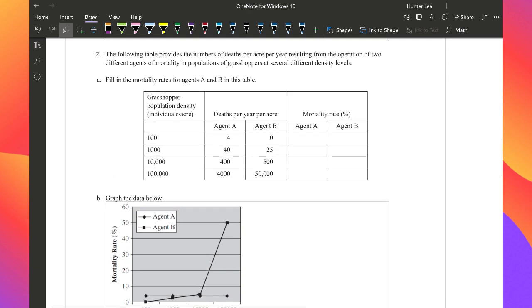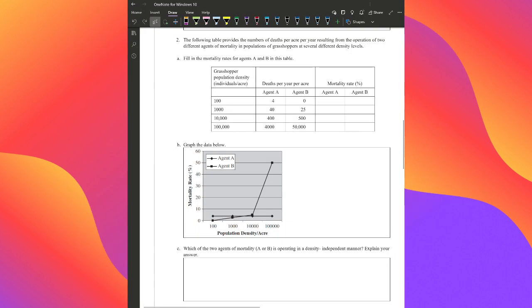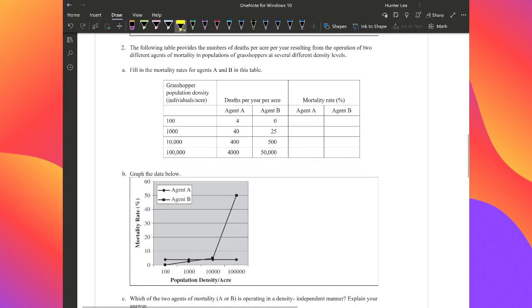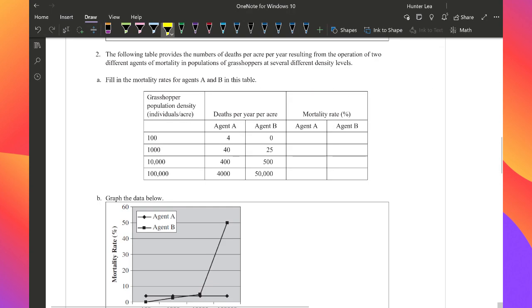The following table provides the numbers of deaths per acre per year, resulting from the operation of 2 different agents of mortality in populations of grasshoppers at several different density levels. I love these kinds of problems because it's a little bit like a word salad puzzle. Actually, I'm going to go back to the tablet, I'm sorry. The reason you're seeing the window change size here is as I'm moving between screens. Sorry.